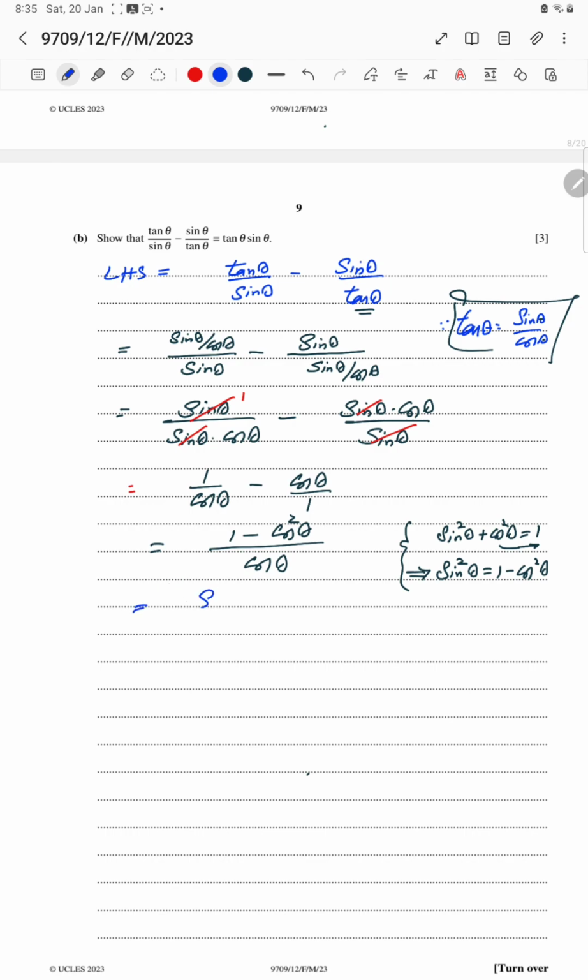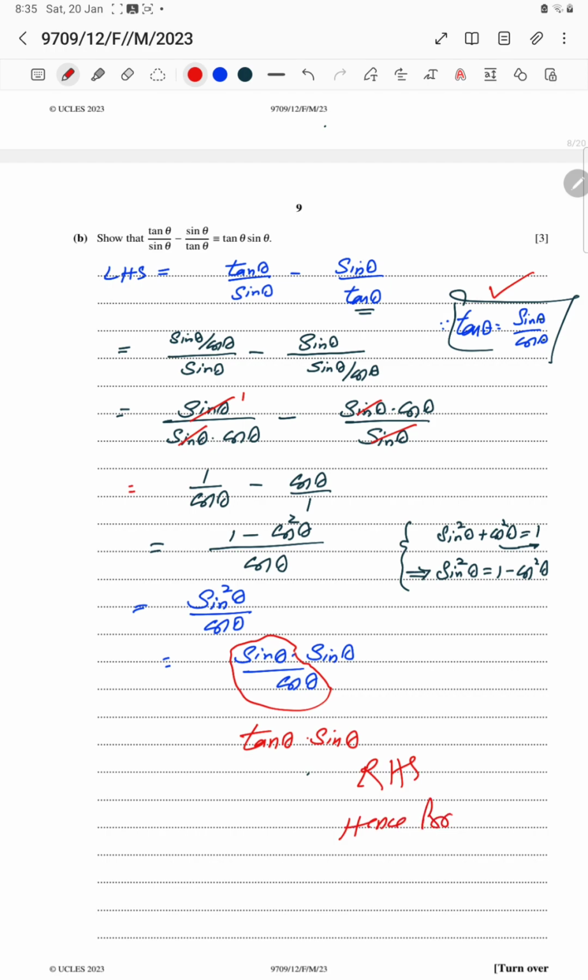The numerator becomes sine square theta over cos theta. As we have to prove tan theta times sine theta, sine square will be written as sine theta times sine theta, divided by cos theta. So here you can see this again becomes tan theta, and this is sine theta, which is required for your right hand side, hence proved. I hope you got it.